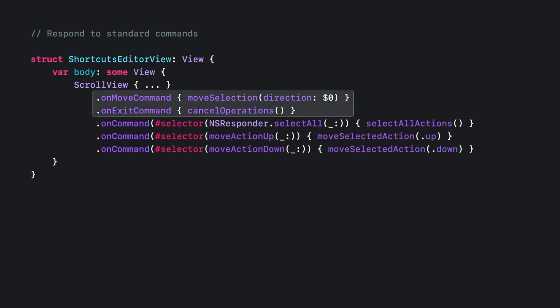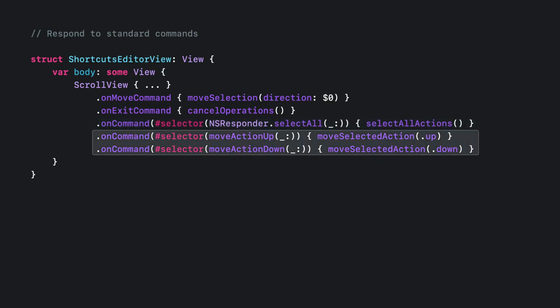The Shortcuts editor uses the onMove command and onExit command modifiers to handle the arrow keys and escape keys. The onCommand modifier can be used to handle any of the common selectors from AppKit, or your own custom selectors defined in your app. Here we handle the select all command from AppKit, and the move action up and move action down commands defined in the Shortcuts app.